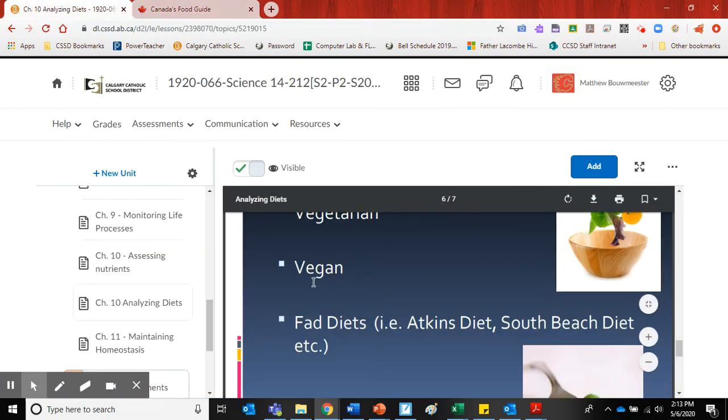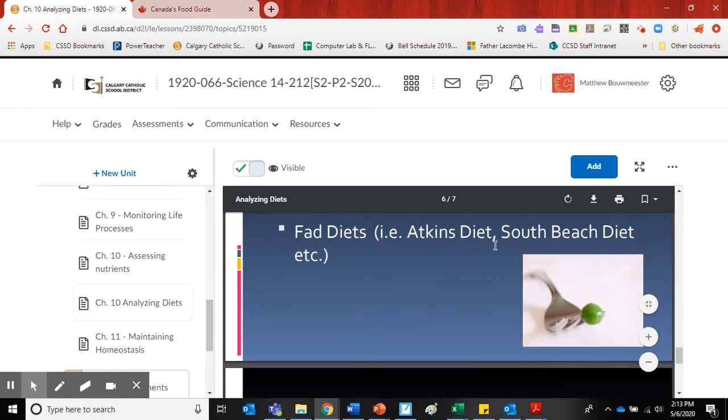Okay. You can have vegan where you're taking out every animal one. You can have the Atkins diet or South Beach diet or these fad diets or whatever's in the media, whatever the Kardashians seem to be doing as a diet. That's a fad. They come, they go, then they die out.